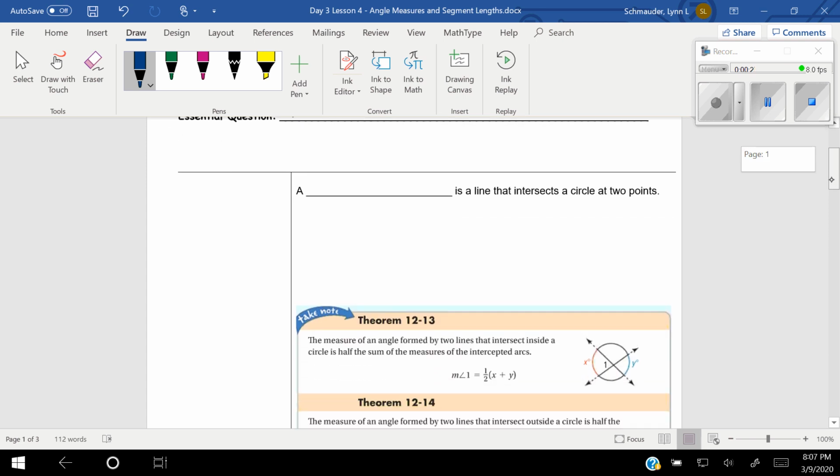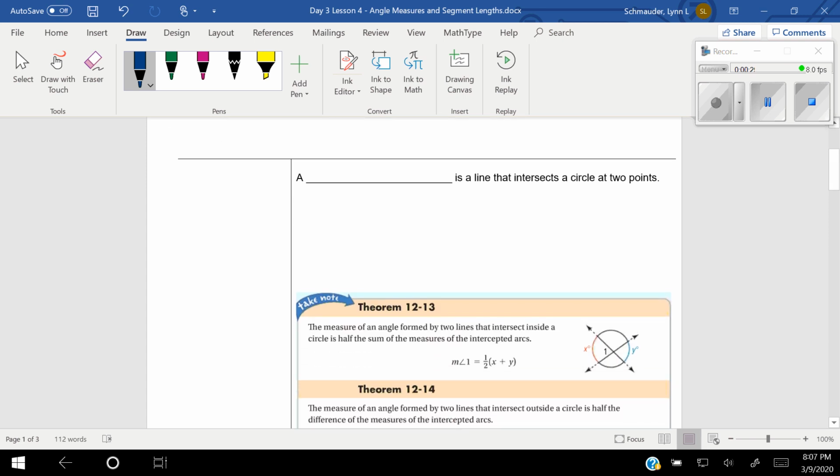So here we go. What is a line that intersects a circle at 2 points? It's called a secant. A secant to a circle. So here we go. AB, line AB is a secant to that circle.